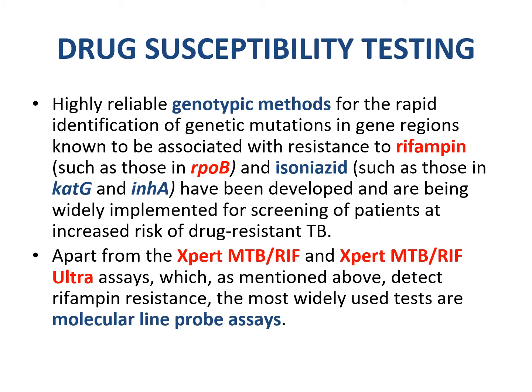Drug susceptibility testing: highly reliable genotypic methods for the rapid identification of genetic mutations in gene regions known to be associated with resistance to rifampin, such as those in rpoB, and isoniazid, have been developed and are being widely implemented for screening of patients at increased risk of drug-resistant TB. Apart from the Xpert MTB/RIF and Xpert MTB/RIF Ultra assays, which, as mentioned above, detect rifampin resistance, the most widely used tests are molecular line probe assays.